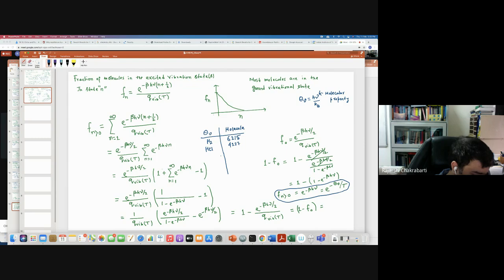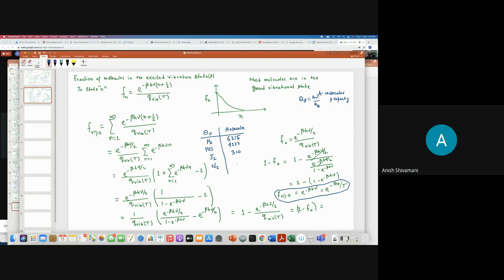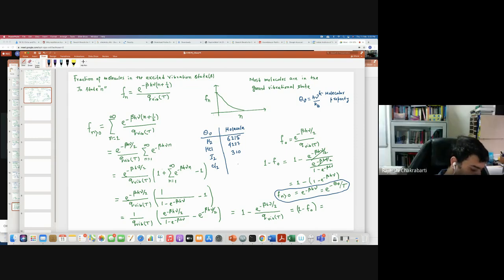Okay. For iodine, what do you expect? Iodine, I can tell you, this is 310. For chlorine, what do you expect? Lower or higher? Higher than iodine. So chlorine is 810. So these are the values of theta v.